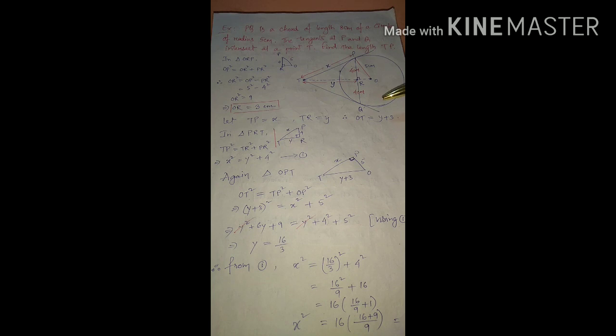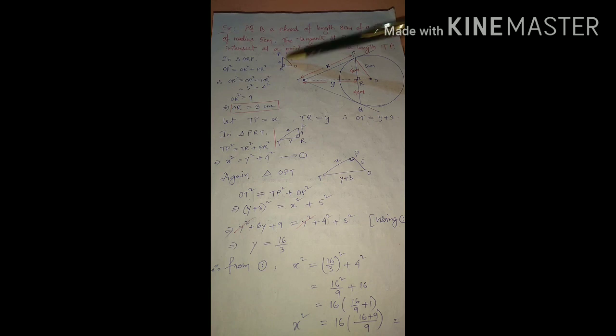Is it clear? Now after that, in this diagram you see triangle OPR. Since this angle is 90 degrees, this is a right angle triangle. So first of all we have to find this length OR. For this, in triangle ORP, OP we know is 5 cm and PR equals how much? 4 cm, as drawn here.